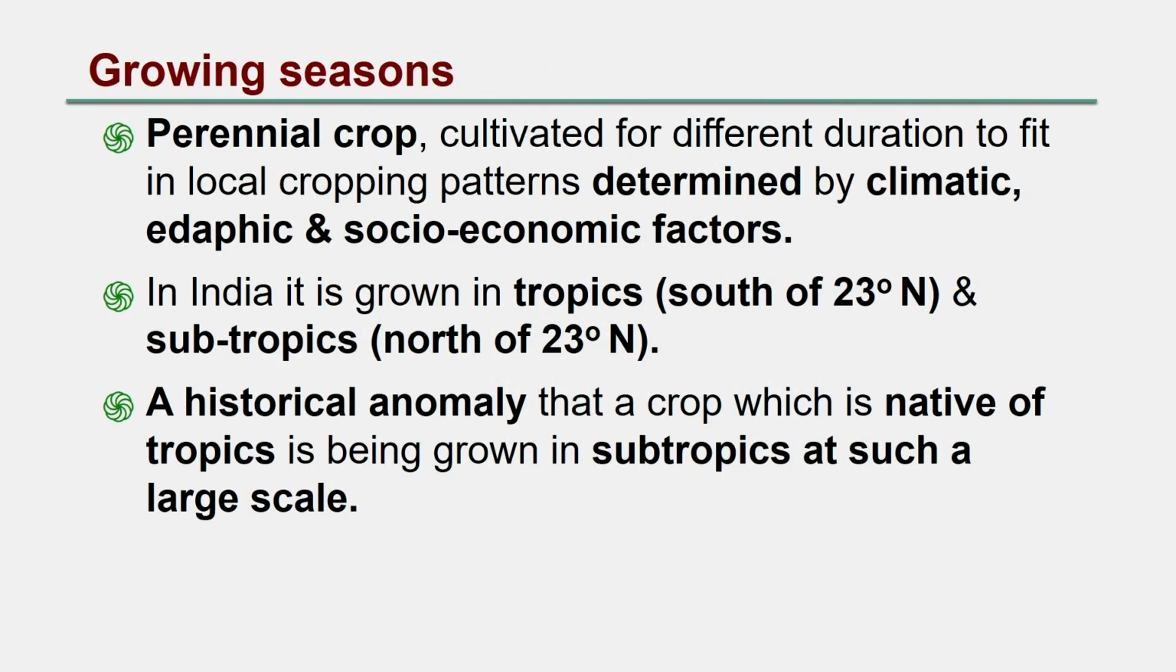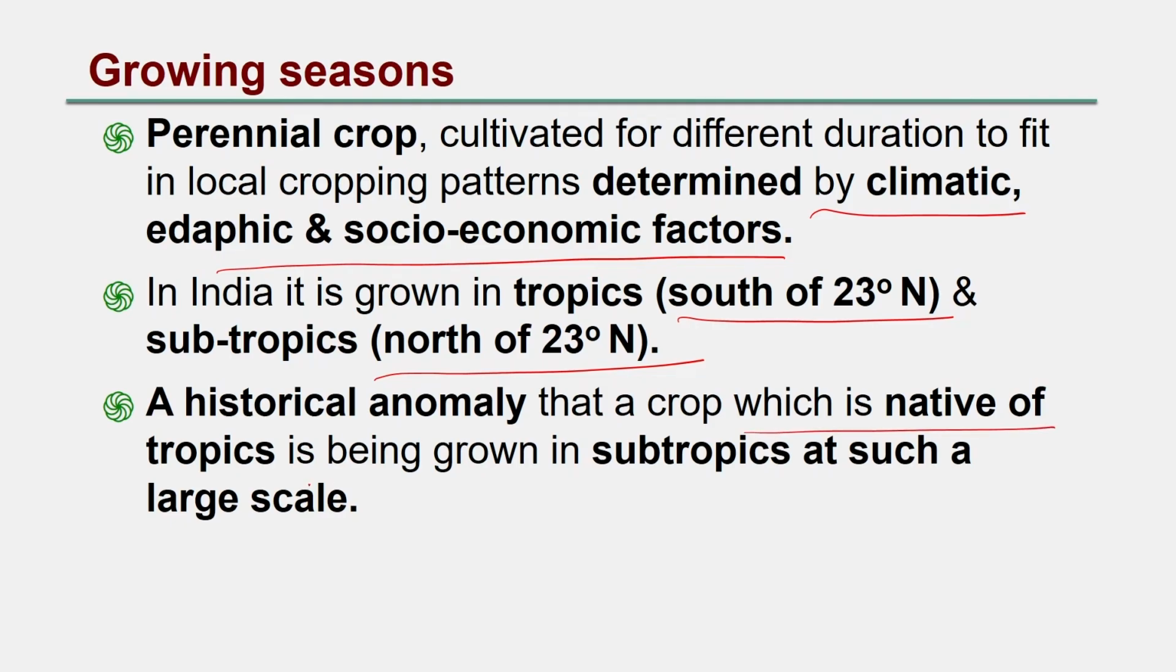Now see growing season. What are the growing seasons of sugarcane in the country? So it is basically a perennial crop cultivated for different durations to fit in local cropping patterns determined by climatic, edaphic and socio-economic factors. In India, it is grown in tropics, say south of 23° north, and subtropics north of 23° north. A historical anomaly that a crop which is native of tropics is being grown in subtropics at such a large scale. This is really interesting.